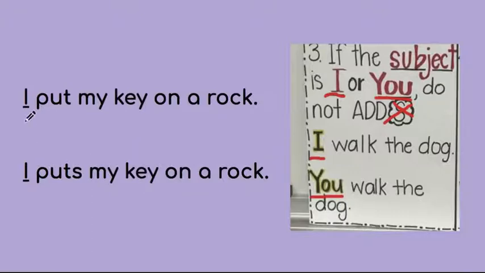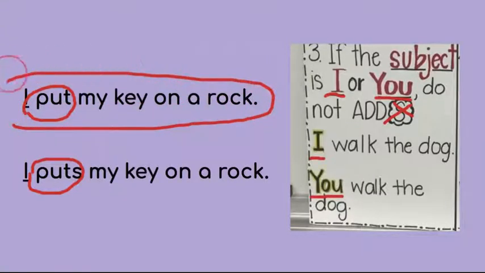I is the subject. I've already underlined that for us. I put my key on a rock. I puts my key on a rock. For one thing, one of them definitely sounds right, and the other one, not so much. But if we follow our rule, put is our verb because it's an action. So, would it make sense to have an S or no S? My rule says if it starts with I or you, we don't have an S. So, I put my key on a rock would be the correct answer.